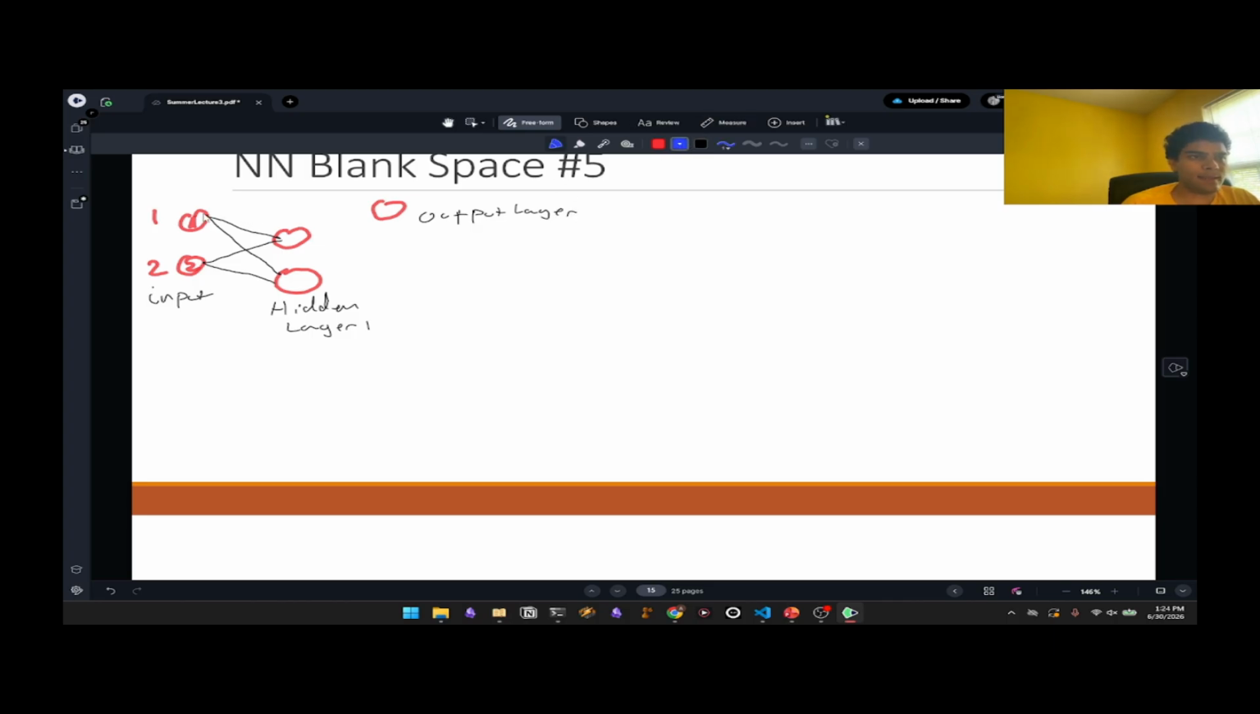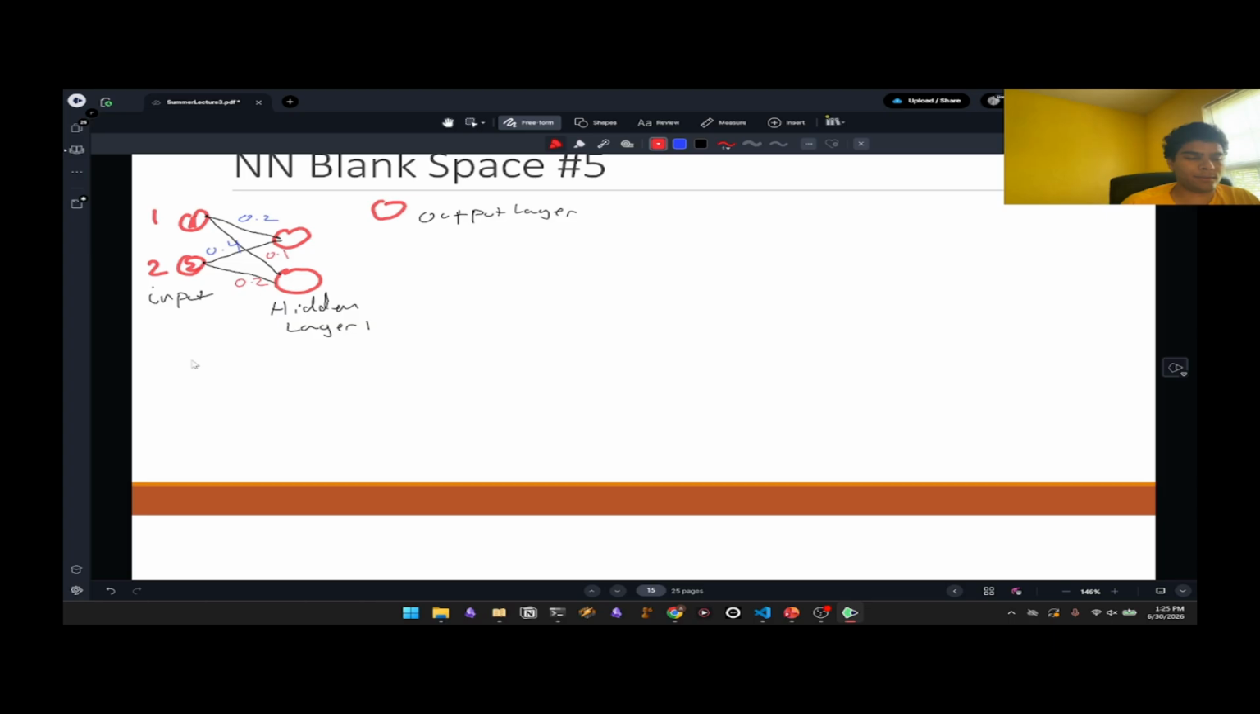So now let's say that this neuron connected to this neuron has a weight of 0.2. This neuron connected to this neuron has a weight of 0.4. This neuron connected to this neuron has a value of 0.1. This has a value of 0.2. So again, each neuron is connected to every neuron in the next layer with this connection. And each connection has a weight, which is like the importance of that neuron's input.